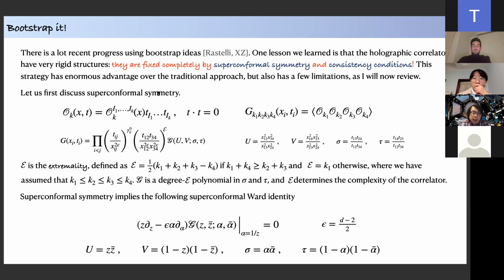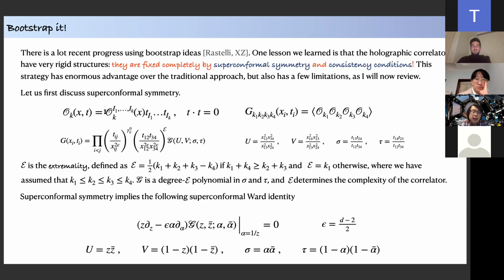Recently, there has been some progress using some bootstrap ideas. One lesson we've learned about these holographic correlators is that they have very rigid structures. Namely, they can be fixed by using symmetries and consistency conditions. That leads to a number of methods which have enormous advantages over the traditional method, but they also have some shortcomings. I'm going to briefly review these methods. But before I do that, let me first discuss a bit about the superconformal kinematics.